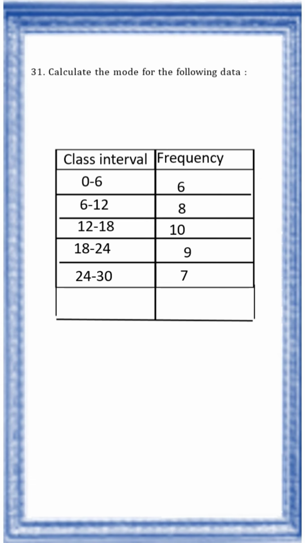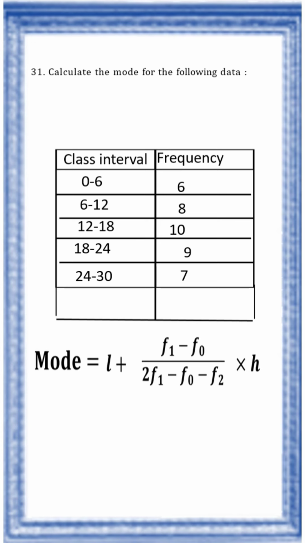Calculate the mode of the following data. Class interval and frequency are given like this. Now we have to identify the lower limit of the modal class, f1, f0 and f2, and the size of the class interval. Size of the class interval is 6. f1, the highest frequency, is 10. So modal class is 12 to 18. Lower limit of the modal class is 12.